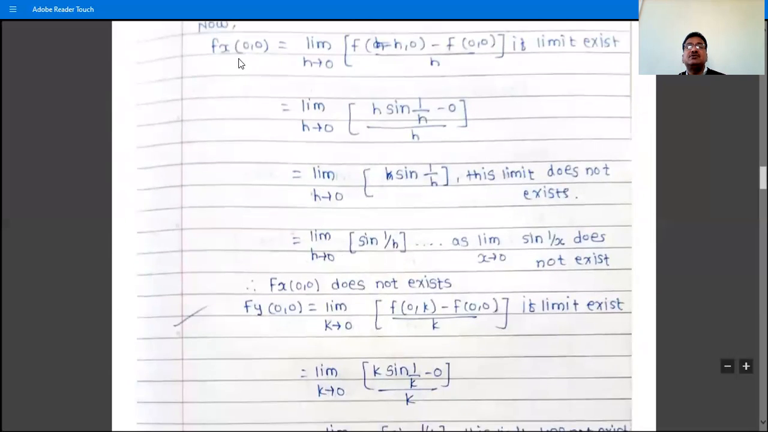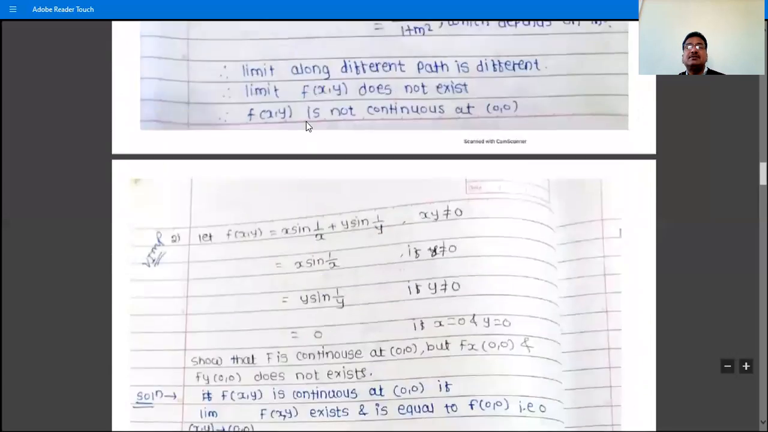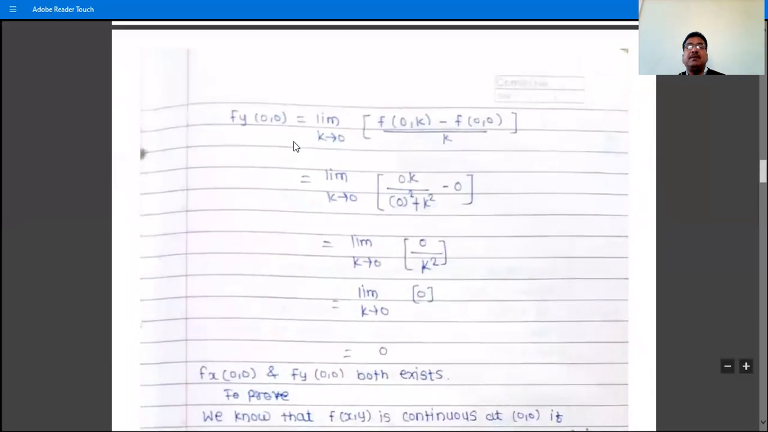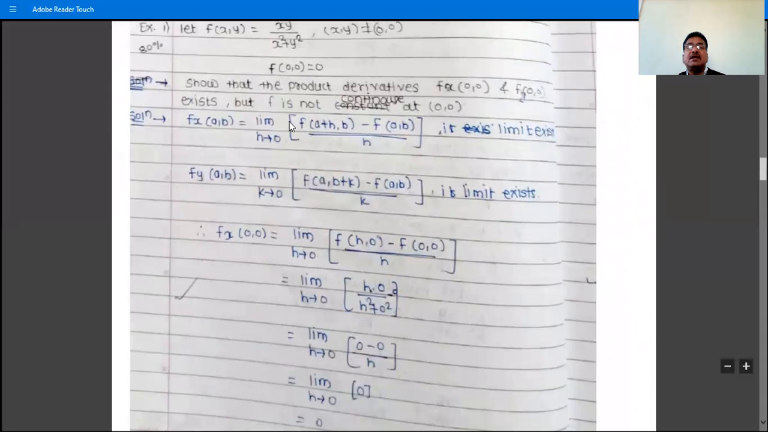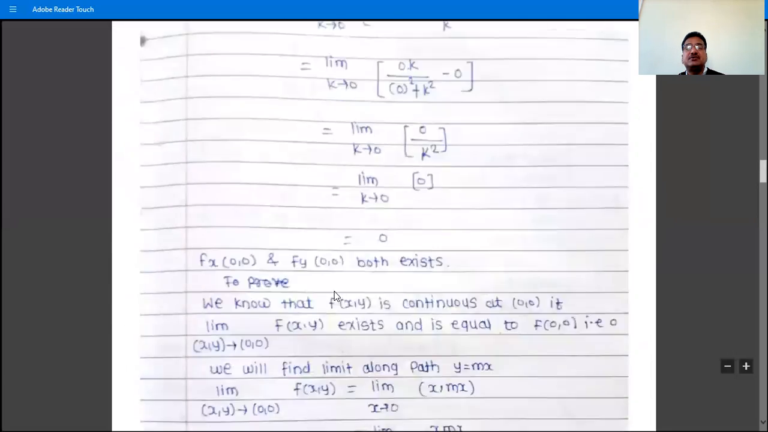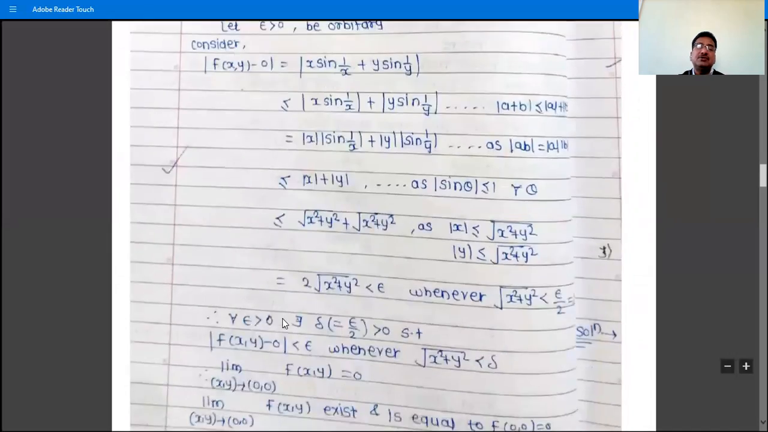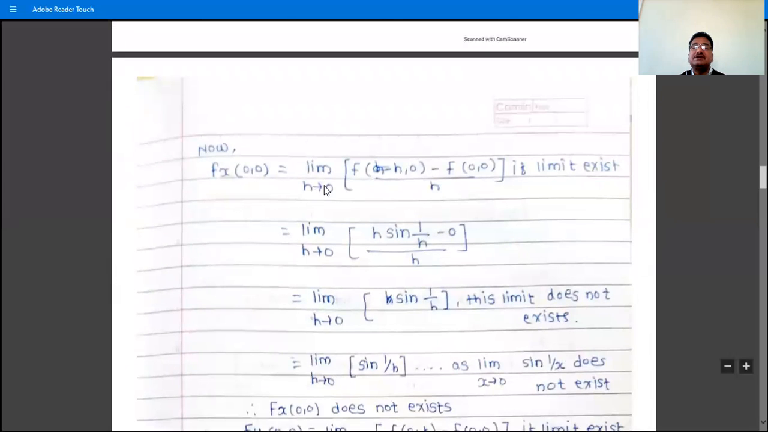So what is fx(0,0)? Use the definition: fx(a,b) is the limit as h tends to 0 of f(a+h,b) minus f(a,b) divided by h. Substitute a and b as 0, 0. So fx(0,0) is the limit as h tends to 0 of f(h,0) minus f(0,0) divided by h, sin 1 by h.